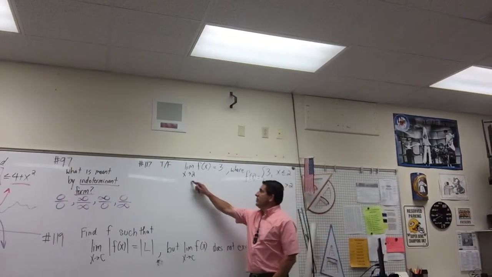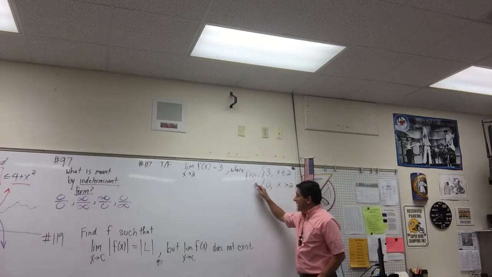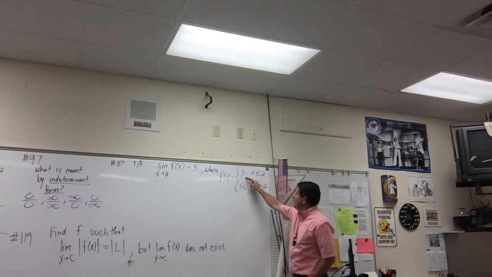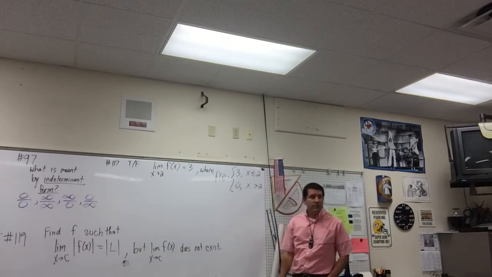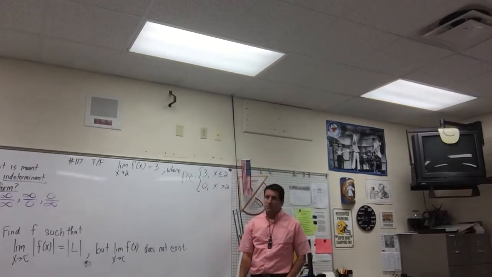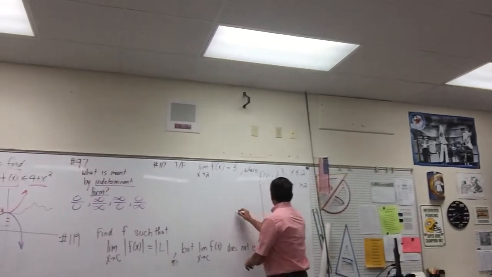All right, 117 was a true or false. The limit as x approaches 2 of f of x is equal to 3, where f of x is equal to 3 when x is less than or equal to 2, and 0 when x is greater than 2. Is this a true or false statement? I'm thinking false as well. So what do you do? You graph it.